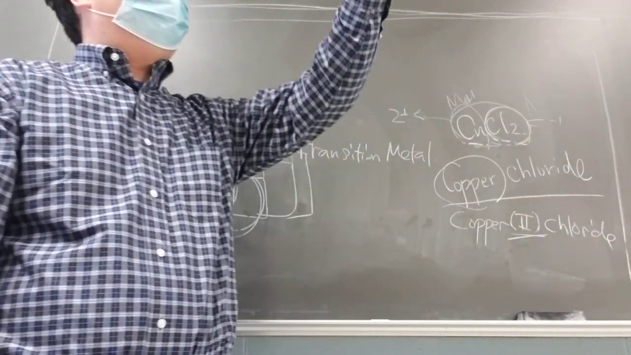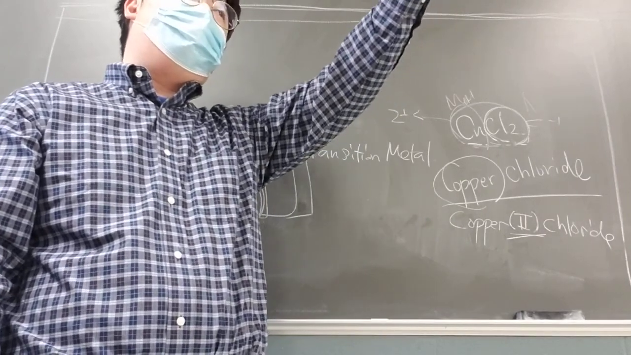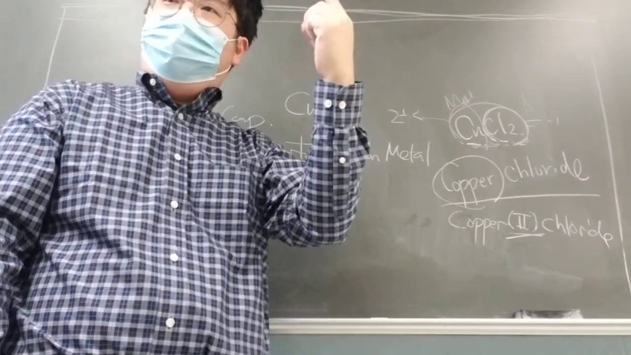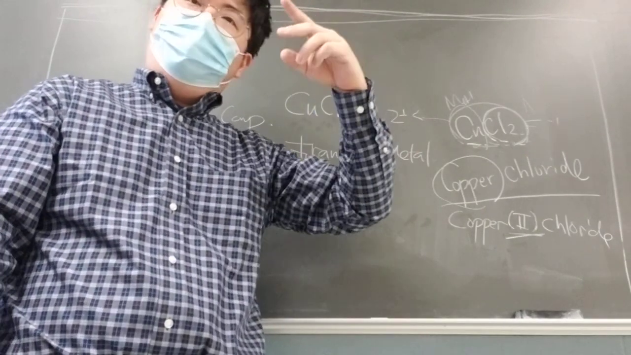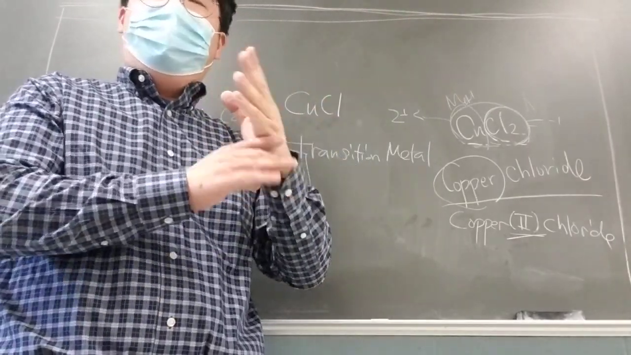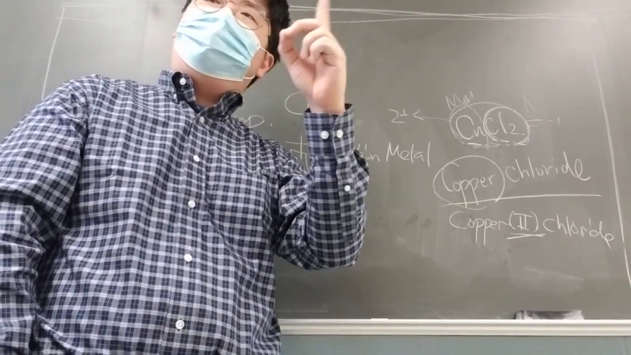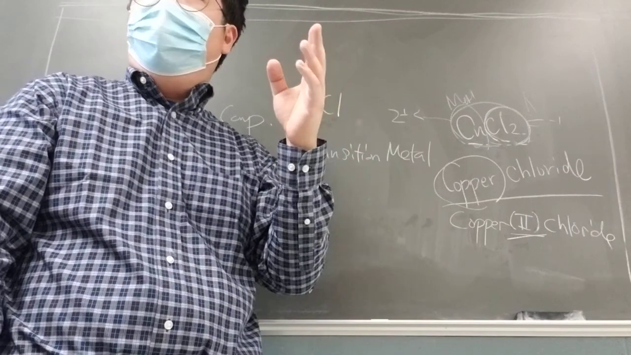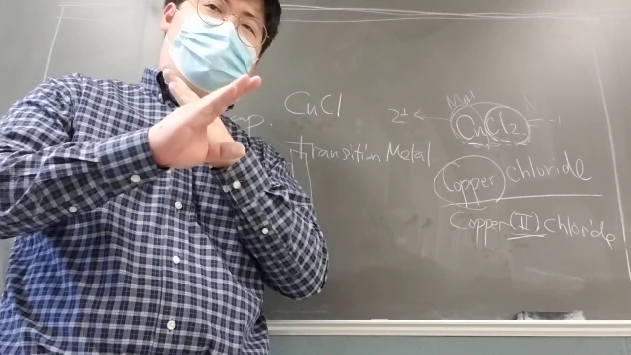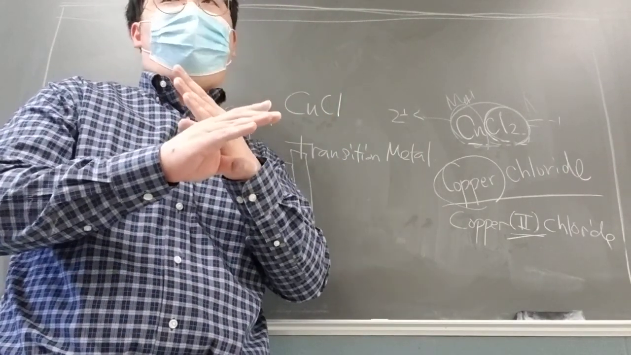Because group one is always plus one. There's no case where you can go plus two or plus three. Group one is always plus one. Group two is the same: they can always do plus two. They cannot do plus one or plus three.